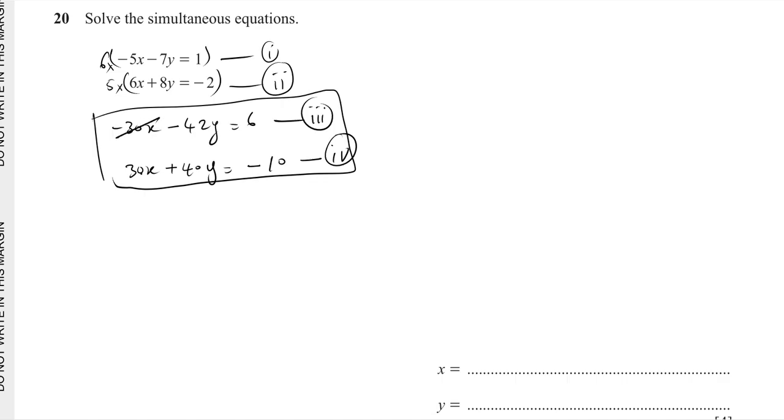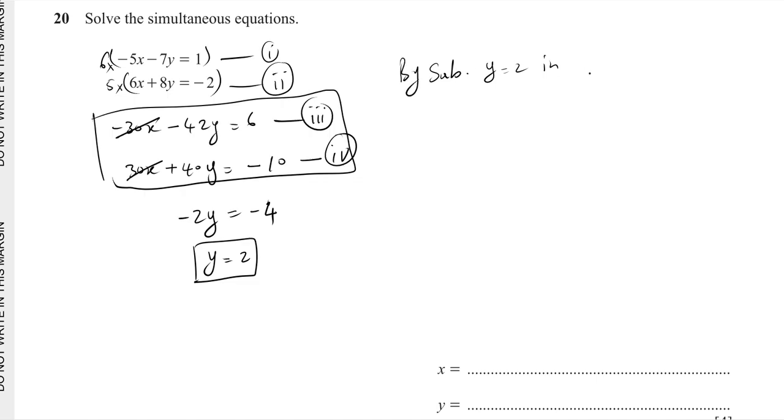So negative 30x plus 30x equals 0, and negative 42y plus 40y equals negative 2y, and here we have negative 4, so y equals 2. To find x, we can simply substitute this y value into equation 1. So substituting y equals 2 in equation 1.